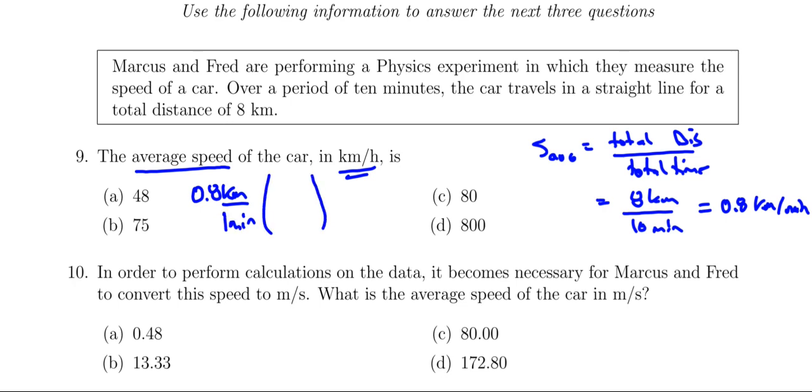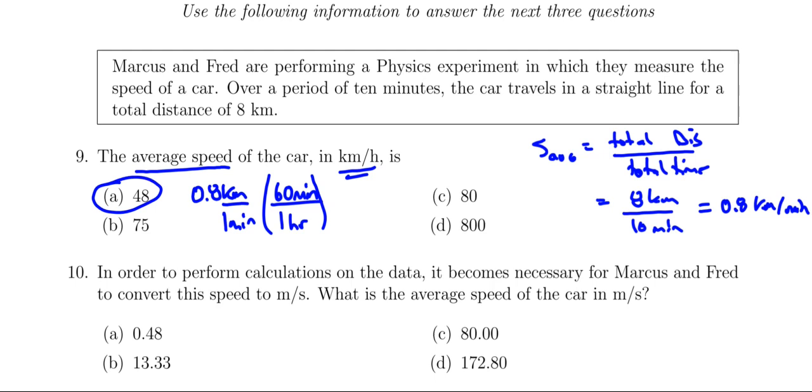What I'm going to do is multiply by a conversion factor to convert that minute into hours here. So what I want here is I want an hour down in the denominator. And I know that there are 60 minutes in an hour here. So the minutes will cancel. I'll be left with an hour in the denominator, and that will be my speed in kilometers per hour. So 0.8 times 60, and I get 48 kilometers per hour.